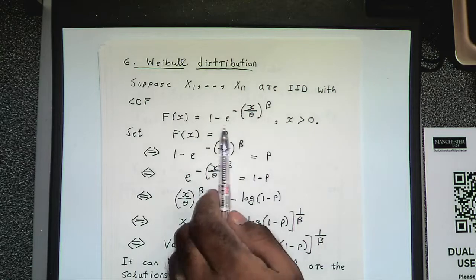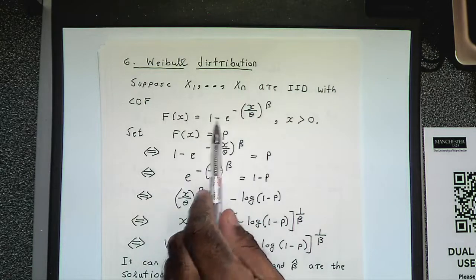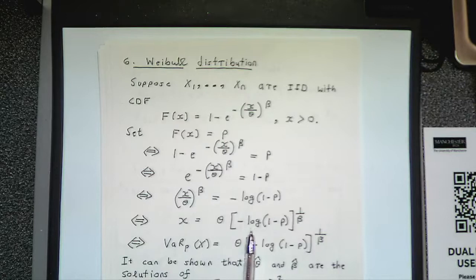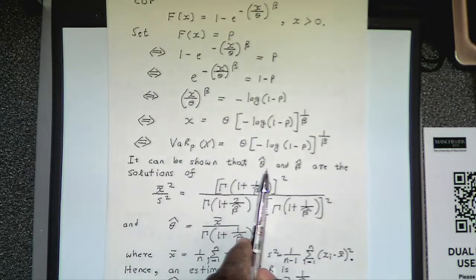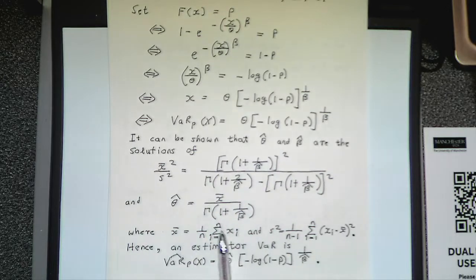so this is the CDF of the Weibull. Now setting this equal to P and solving for x, this is what you get. So this is the formula for VaR. Now there are two parameters, theta and beta. It can be shown that the estimators theta hat and beta hat satisfy these two equations, where x bar is the sample mean and s squared is the sample variance. So hence the estimator for VaR is given by this. So these are the six parametric estimation methods for value at risk.